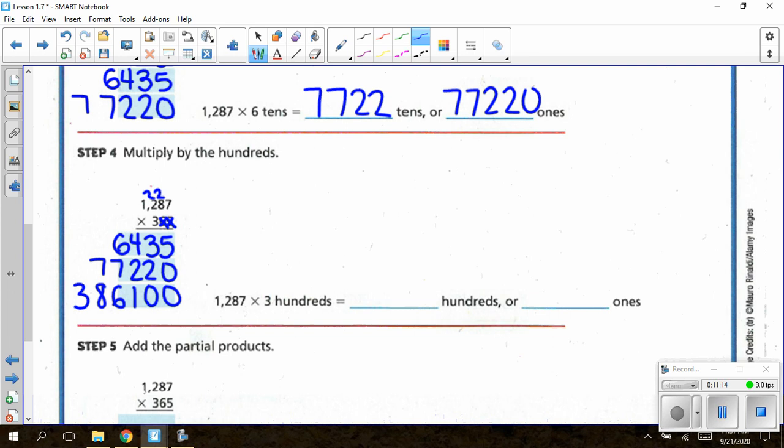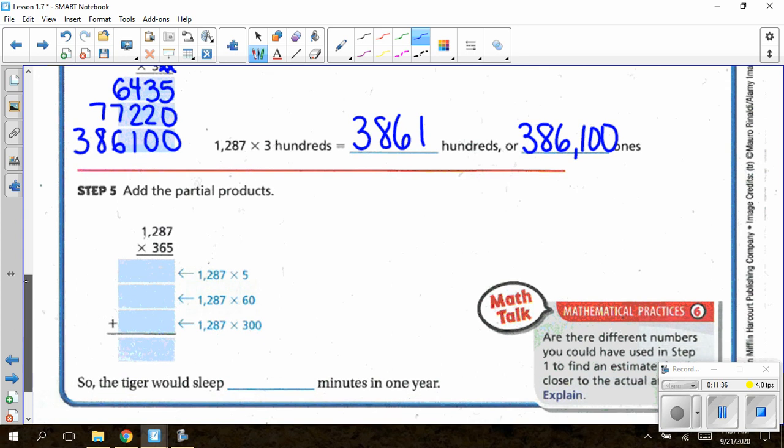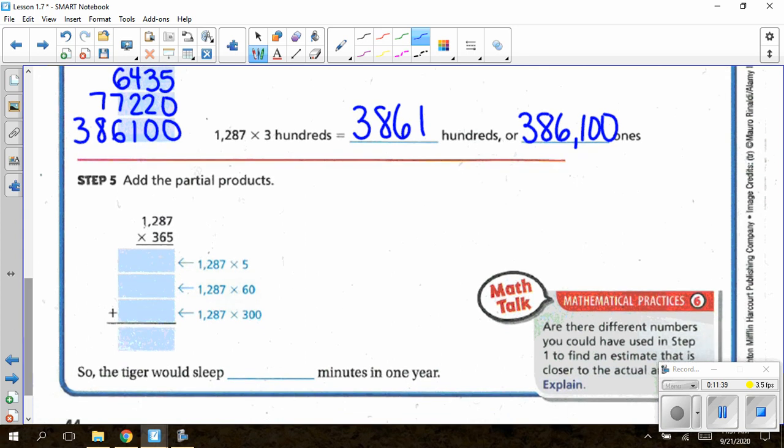So if I'm just saying how many 1,287 times 300 is, I would have the 3,861 hundreds. Or to say that in ones, I would have 386,100. Now the final step that I need to do is I need to take those three partial products and I need to add them together. So again, I'm going to rewrite those partial products, making sure my numbers are in a nice straight line so I can add them correctly.